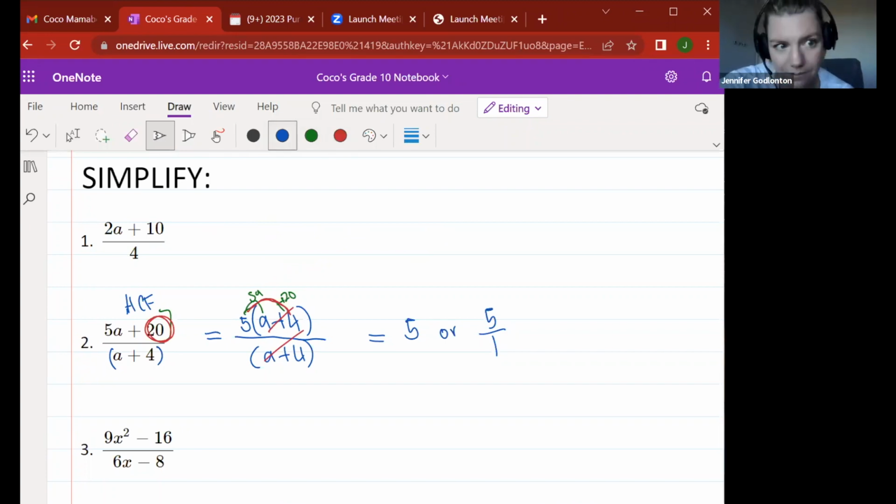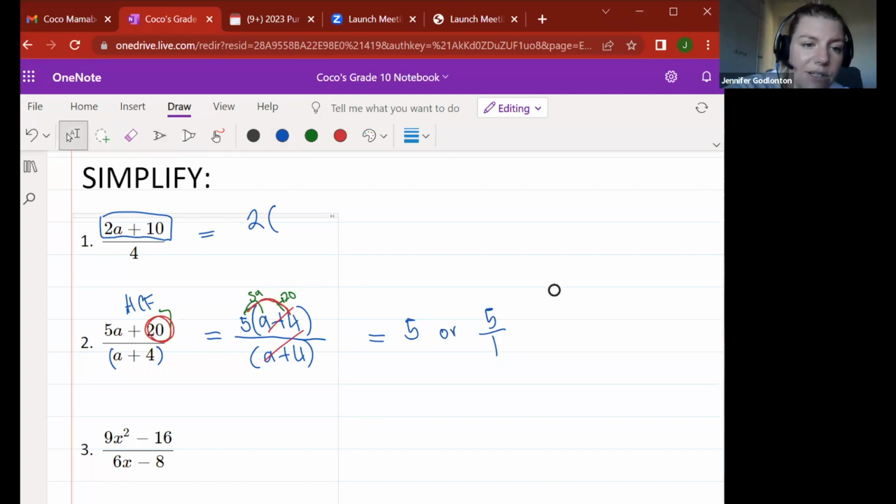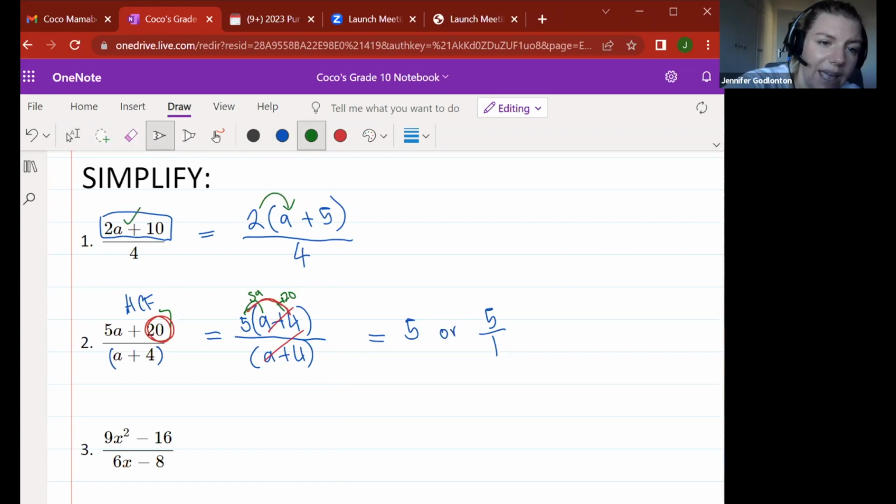In question 1, the first thing we want to do is look for a highest common factor in our numerator. Okay, so we're looking at this 2a plus 10, and we're saying what number can go into both of those terms? 2 can go into both of those terms. So I'm going to take 2 out. And when we take out our highest common factor, we divide both of those terms by our HCF. So 2a divided by 2 gives me a, and 10 divided by 2 gives me 5. Okay, remember if we remultiply this, 2 times a is 2a, 2 times 5 is 10.